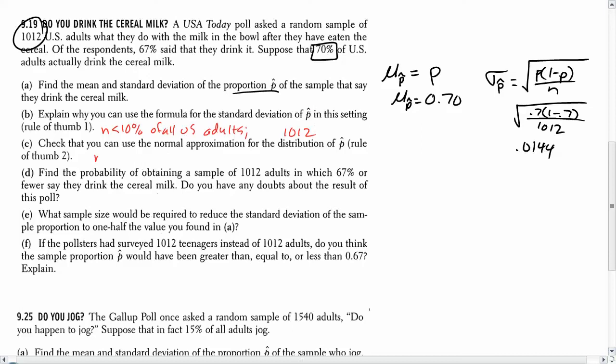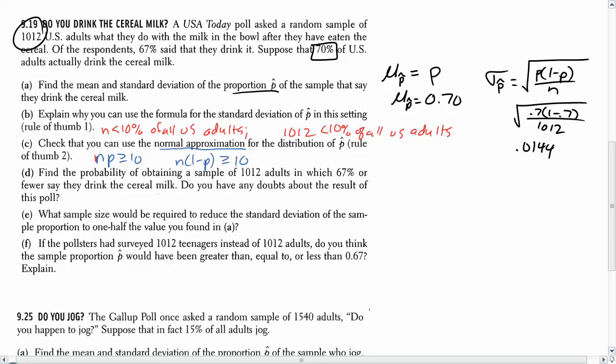Okay, so 10,120 is less than all U.S. adults, or 1,012 is less than 10% of all U.S. adults. And it is good, especially on your test, to write it out that full way. Okay, in order to use the normal approximation, we need to expect more than 10 successes and also more than 10 failures.